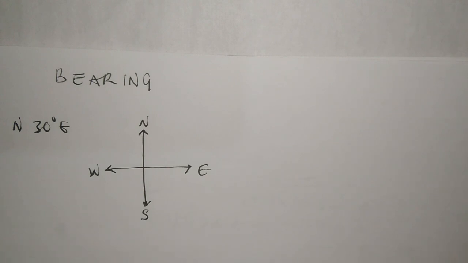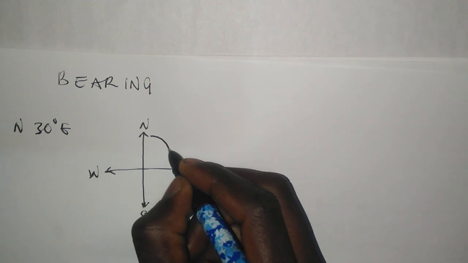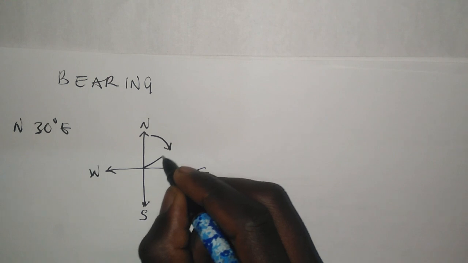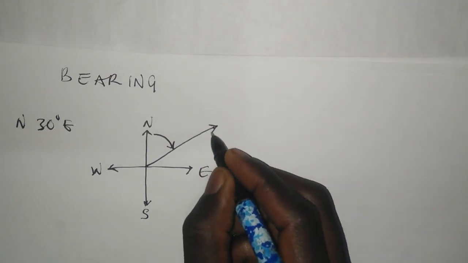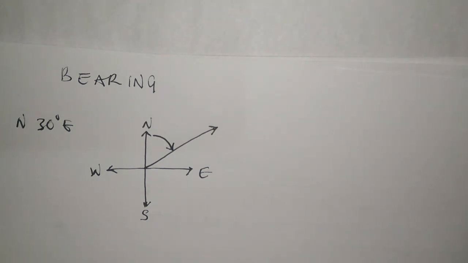Certain things I want you to understand about bearing. Bearings are measured relative to the north and south line, from here to here. It's very, very important you have that in your mind. Now, when you say north 30 degrees east, you go from the north 30 degrees to the east. Then you draw a line from here straight upward. This is referred to as a direction vector. It's a line that represents the direction of the object.